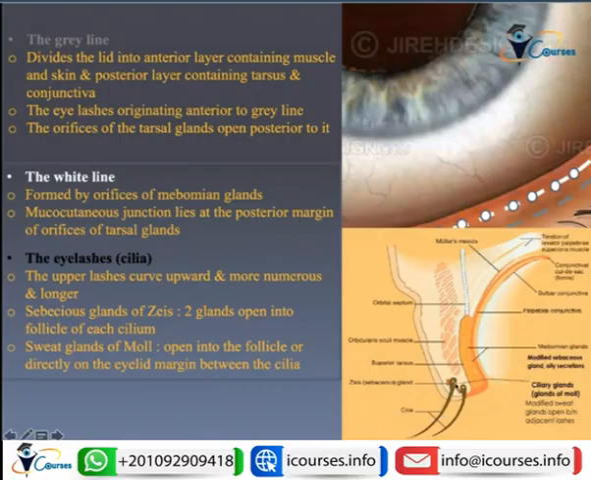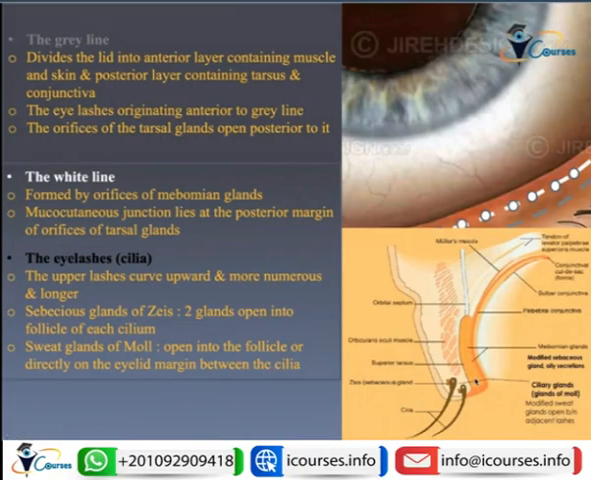There is another gland called the sweat glands of Moll. So sweat glands of Moll are modified sweat glands. And these sweat glands can open either directly on the lid margin or in between the cilia. So they open into the hair follicle like the sebaceous glands of Zeiss, or can sometimes open directly into the skin of the eyelid margin in between the cilia. This is also asked in the exam.